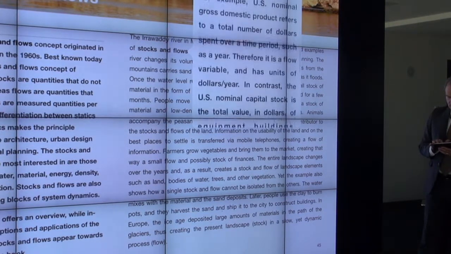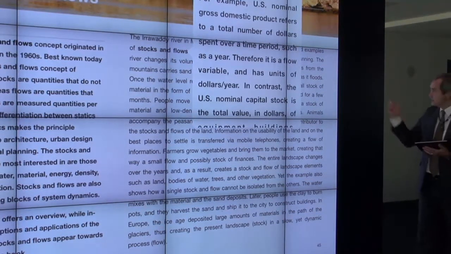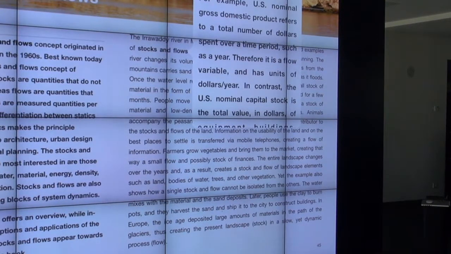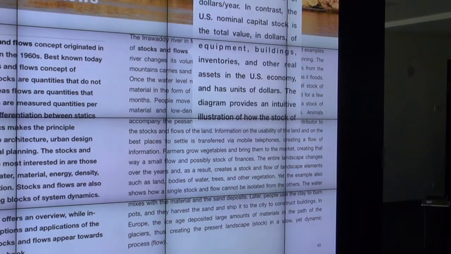There are some very good examples related to finances. Here this one says, for example, the US nominal gross domestic product refers to a total number of dollars spent over a time period, such as a year. Therefore, it is a flow variable and has units of dollars per year. In contrast, the US nominal capital stock is the total value in dollars of equipment, buildings, inventories, and other real assets of the US economy. So buildings are seen as real assets, so they become like a stock.